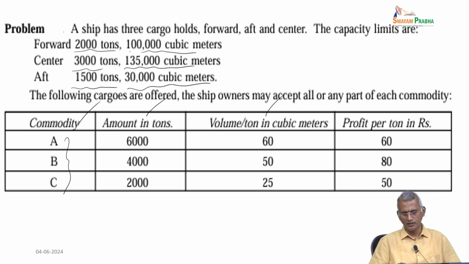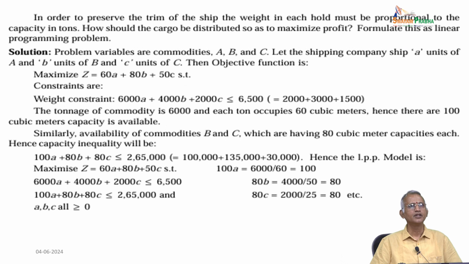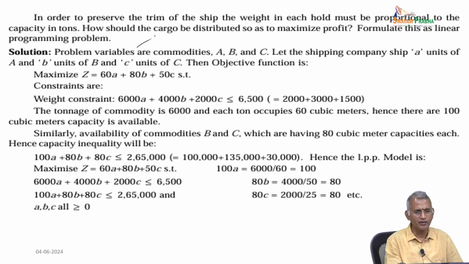Now, we have to make the equations. To preserve the trim of the ship, the weight in each hold must be proportional to the capacity in tons. How should the cargo be distributed so as to maximize the profit? Formulate this as a linear programming problem. So, the problem variables are commodities A, B and C. Let the shipping company ship A units of A, B units of B and C units of C. Therefore, the objective function is Z = 60A + 80B + 50C subject to the constraints.